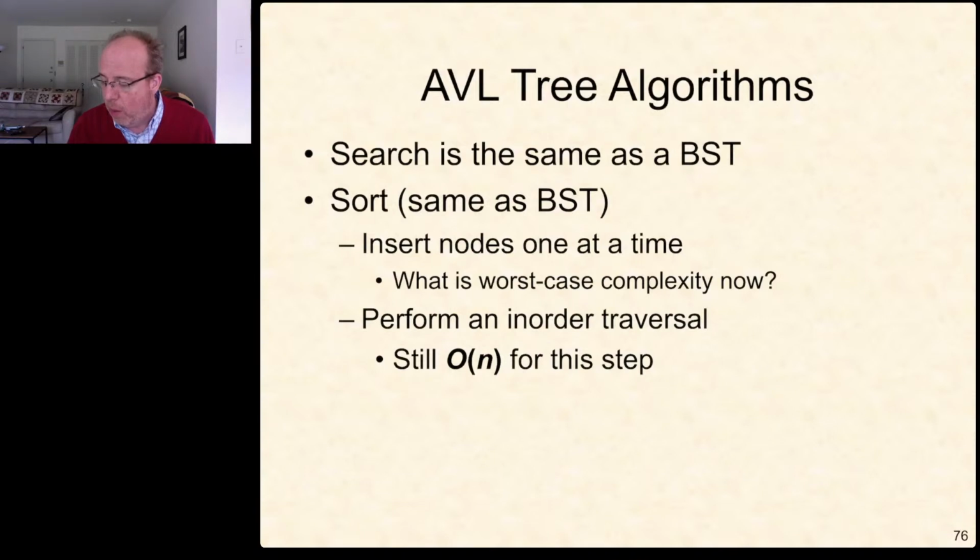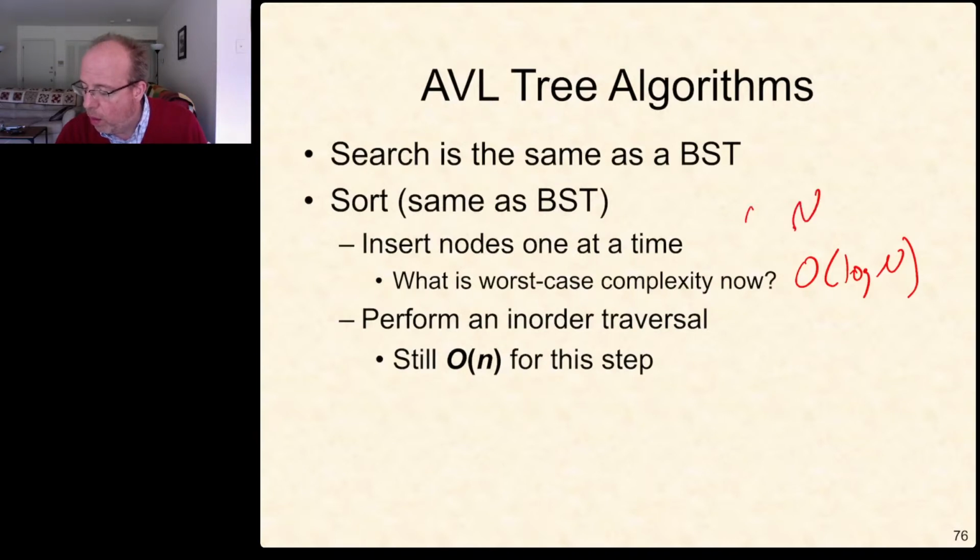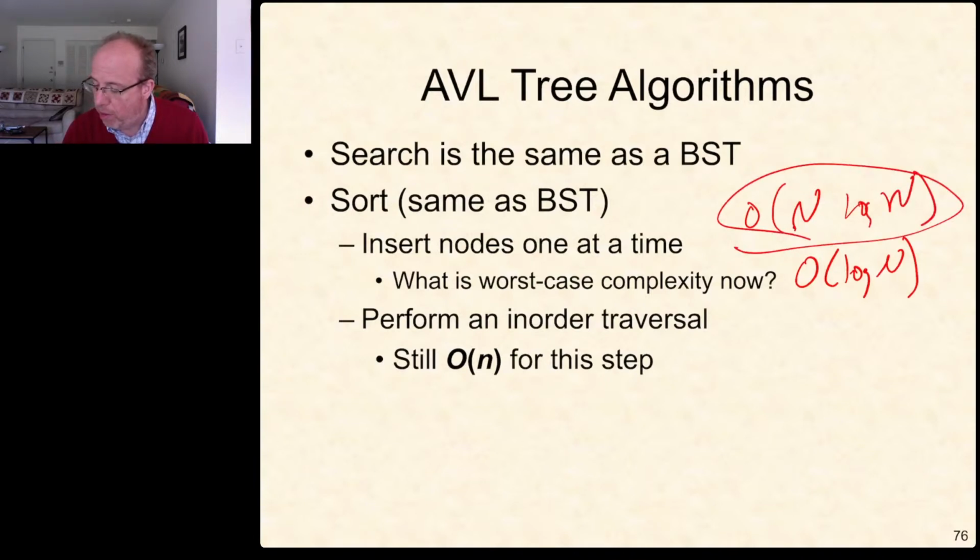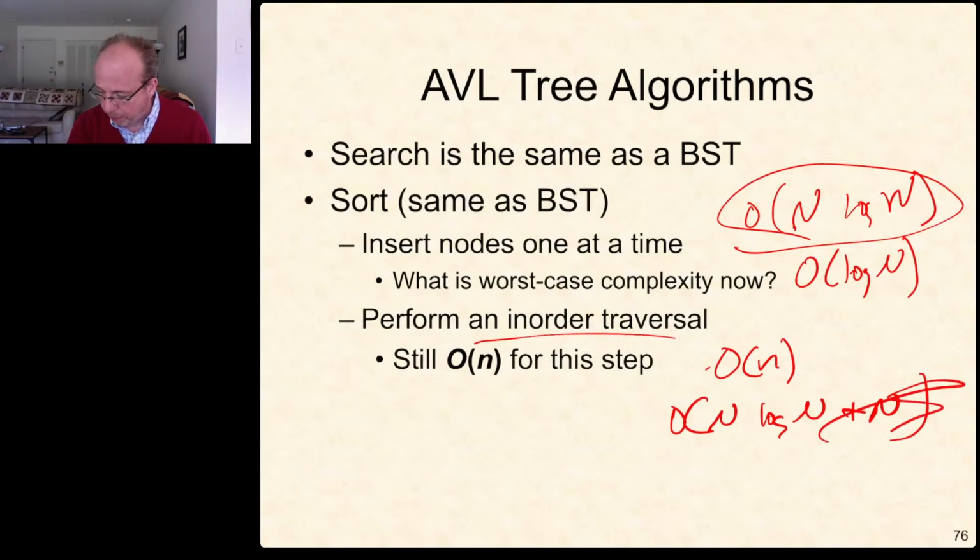insert the nodes one at a time. But the worst case complexity of insertion is now log n. We're going to insert n of them. So it's order n log n to do all of the insertions. We're going to perform an in-order traversal. That's just linear because we're going to touch all of the nodes once. So it's O(n log n) plus n. We can get rid of that.